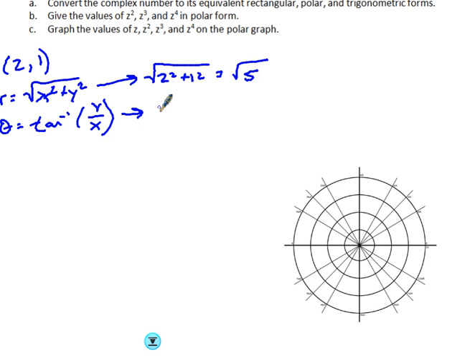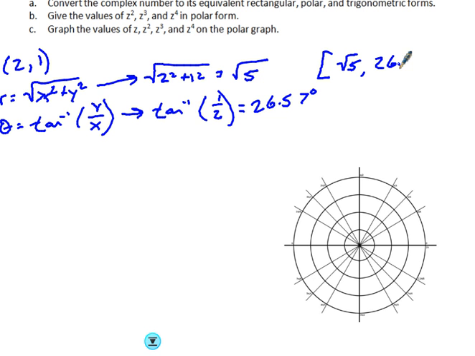And to find the theta value, you take the inverse tangent of y over x, which would be 1 over 2, so the inverse tangent of 1/2, and that's not a very nice number that we know, so we can use our calculator and we will round that to, we'll say, about 26.57 degrees. So in polar form, you can put down the brackets there of the square root of 5 and 26.57 degrees.